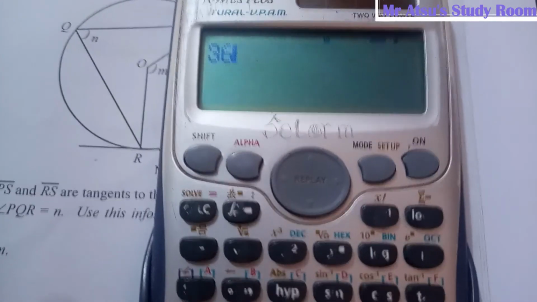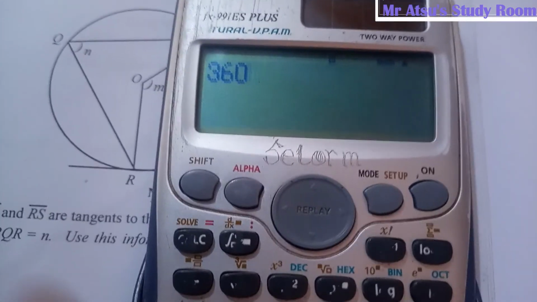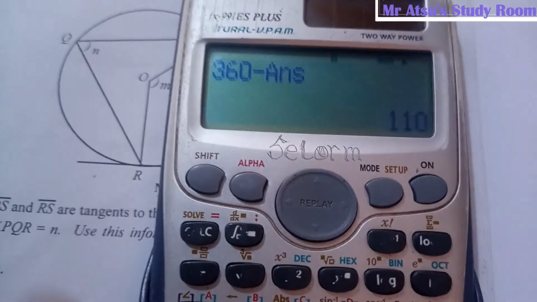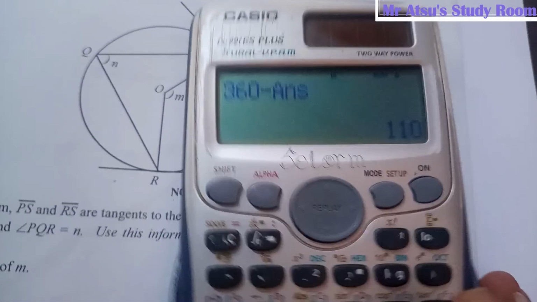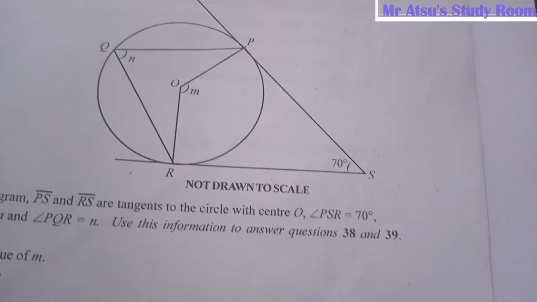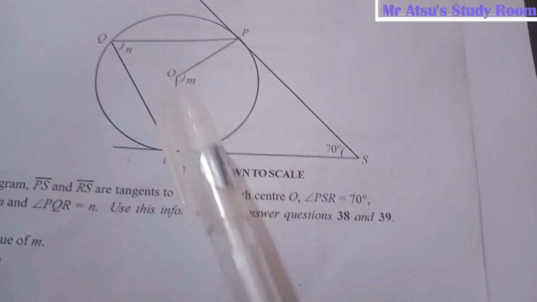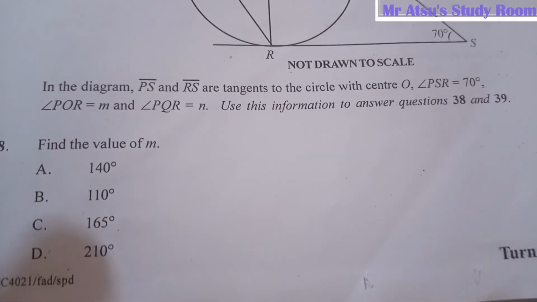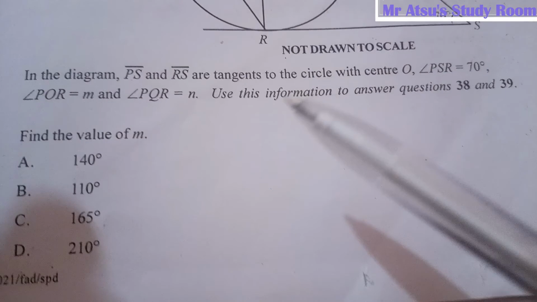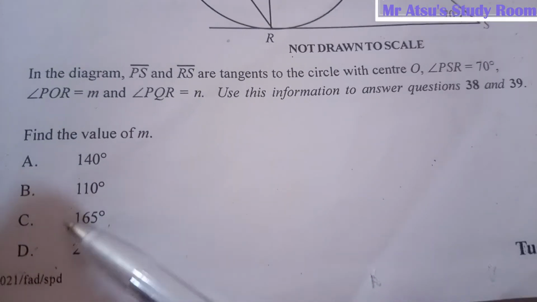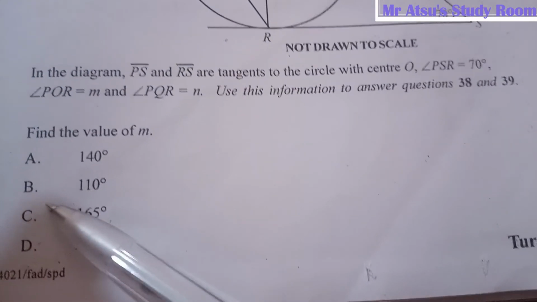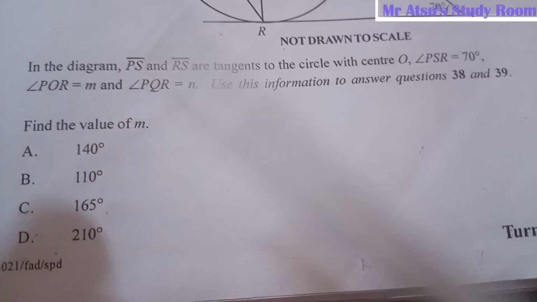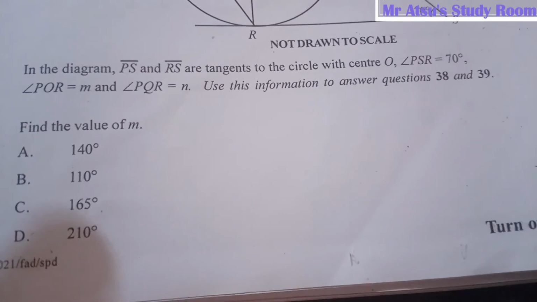So 360 minus answer, and that is 110 degrees. So that is the answer for our M. It means that we need to put 110 degrees here, and then when we add all four, we are going to get 360. So looking at the possible answers, our answer is going to be option B, which is 110 degrees. Then we check question 39.